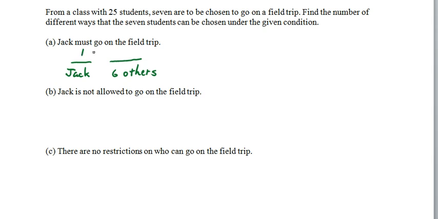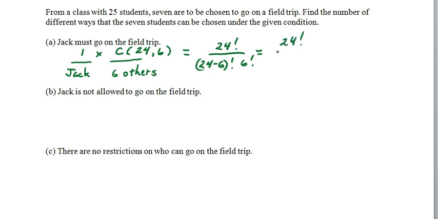Well, there's one way to choose Jack, and so now we have to choose 6 others out of 24, and so it would be C(24, 6), which would be 24 factorial over (24 minus 6) factorial times 6 factorial. 24 factorial over 18 factorial times 6 factorial.